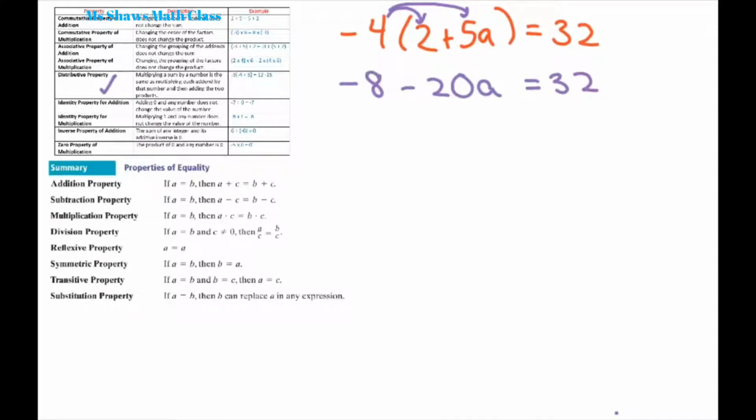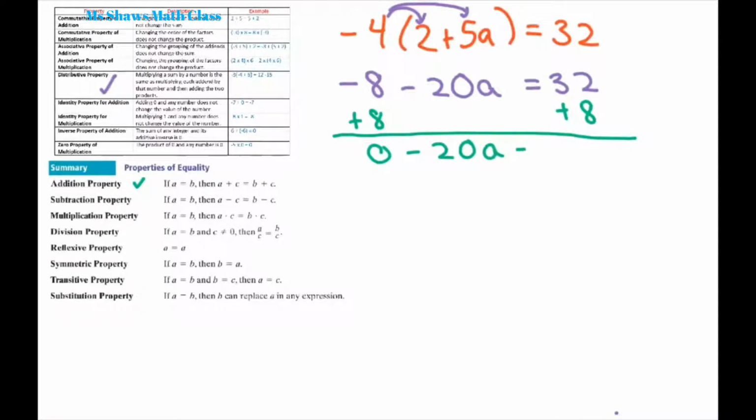All right. Now we're going to use our property of addition for equality and add 8 to both sides. So we get 0 minus 20a equals 40. And then our 0 property of addition means this is just going to be -20a equals 40.